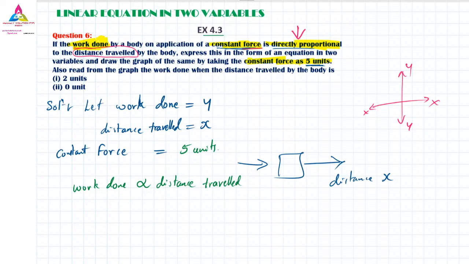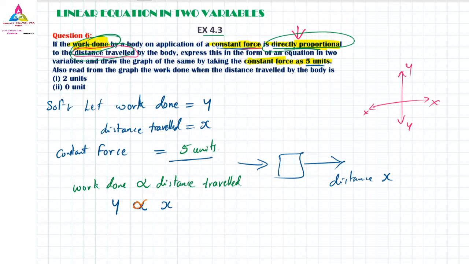Because they have given here, you can see the work done by application of constant force is directly proportional to the distance traveled. So work done is directly proportional to distance traveled. So instead of this work done, I can write it down here: Y is directly proportional to distance traveled, which is x. You may ask, what is this, sir? Where is that force? And here I have not written the equals to sign. Remember, I have not written the equals to sign.